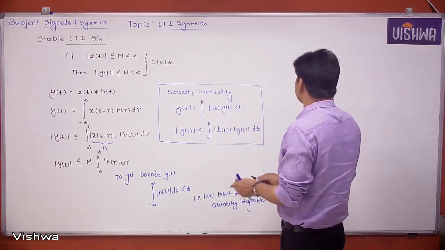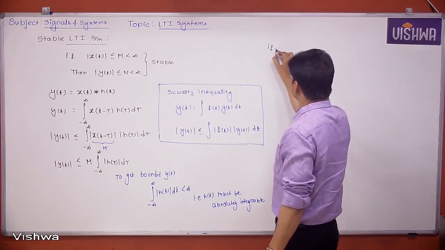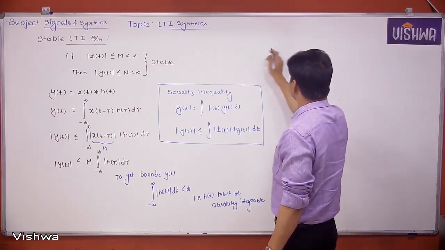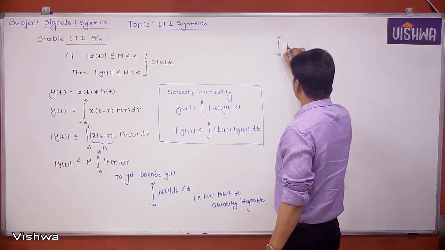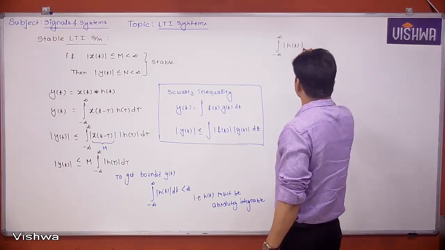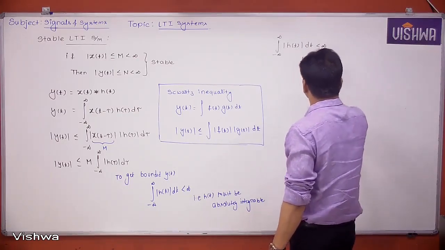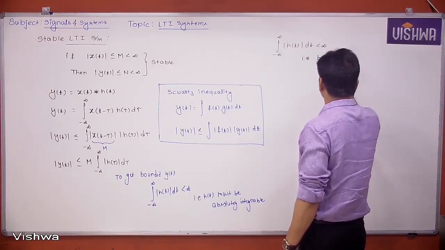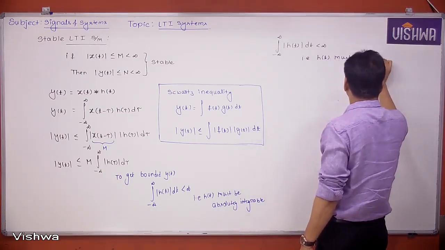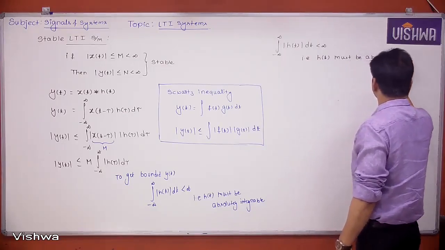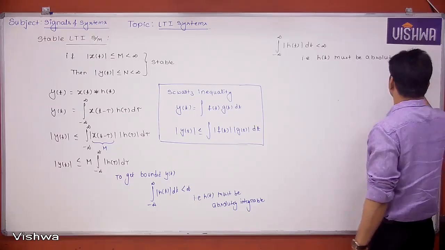So what is the conclusion we can say? If integral minus infinity to infinity mod h of t dt is less than infinity, that is, h of t must be absolutely integrable. We are not taking h of t, we are taking mod h of t, absolutely integrable.